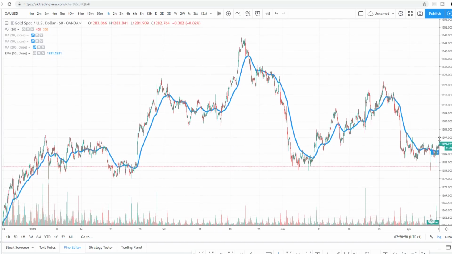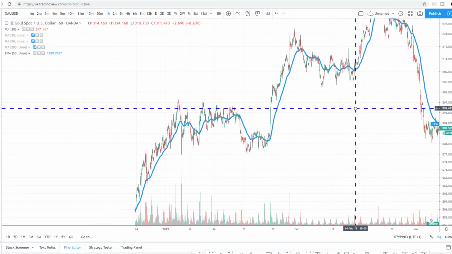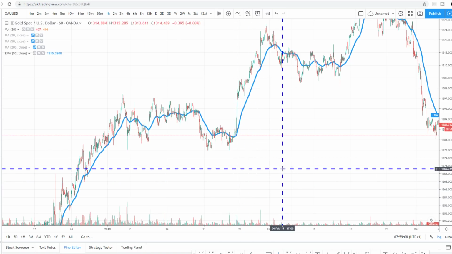Okay, so this is the thing with moving averages. The way that I use them, I use certain moving averages at certain times, but it's very specific to what I'm doing. You can't just use one moving average. You have to know which ones are useful.